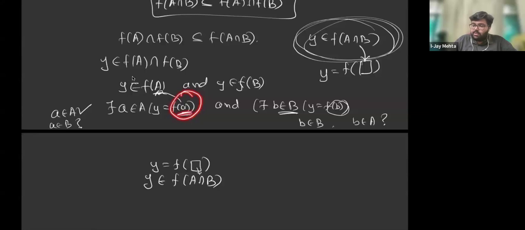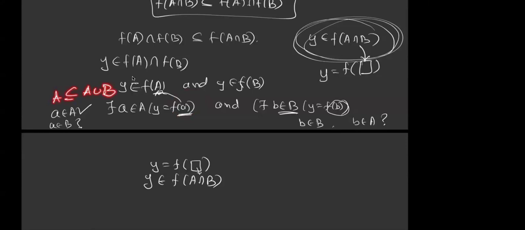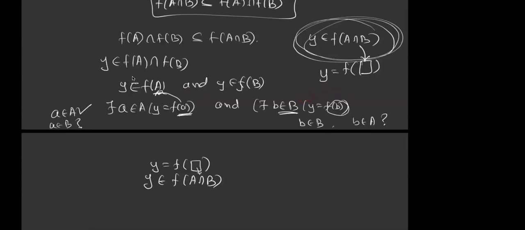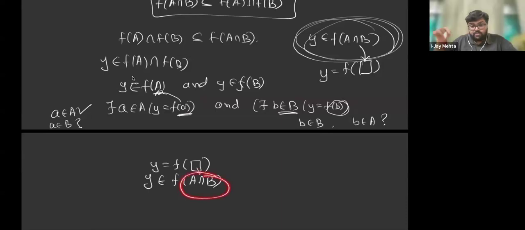Isn't it? If it is in A, then it is in the union. A is already a subset of A union B. Yes, sir. b is also there in A union B. b is in B and B is a subset of A union B. Okay, sir. But we want it in the intersection, we want it in both. So there is a problem. If you understand, there is a problem. If there is a problem, that means we are not able to prove.